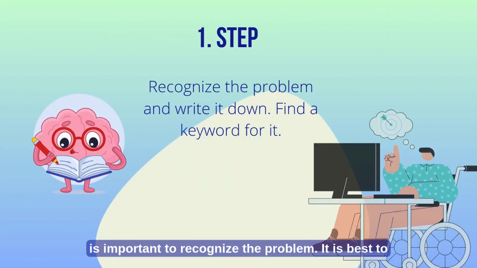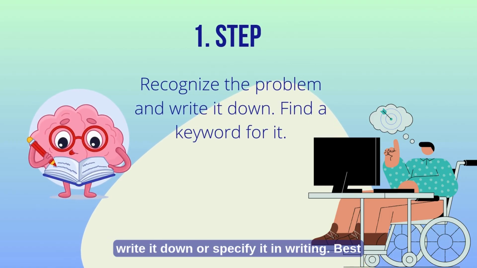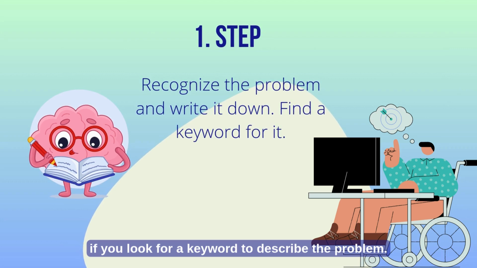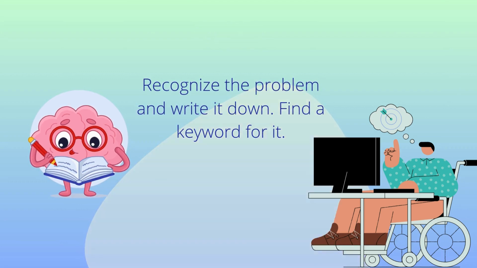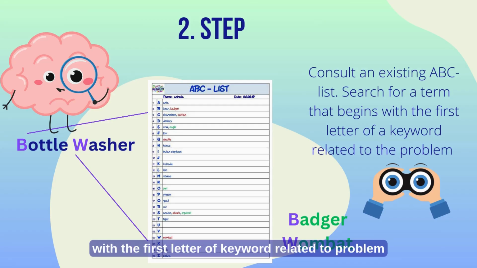It is important to recognize the problem. It is best to write it down or specify it in writing. Best if you look for a keyword to describe the problem. Consult an existing ABC list. Take any ABC list and search for a term that begins with the first letter of a keyword related to the problem you are dealing with.